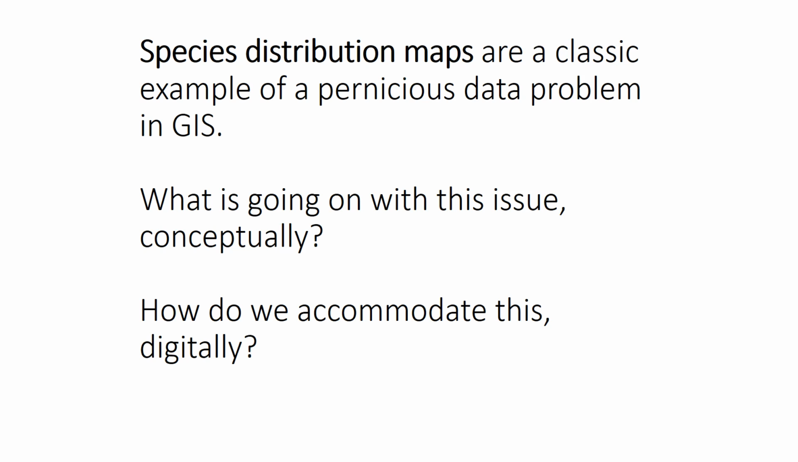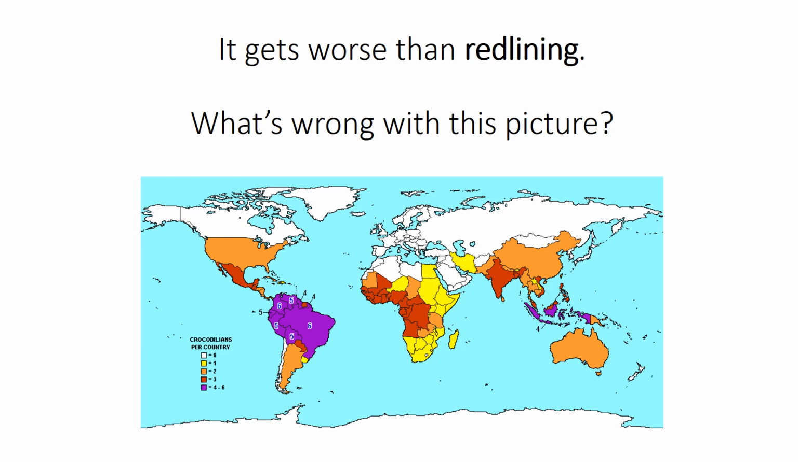But clearly, there's some uncertainty. There are some gray areas on the boundary lines. And even within the boundary, your likelihood of encountering this species or that species definitely varies. So how do we accommodate that digitally? How do we include that as part of our analysis? This practice actually is a feature called redlining.